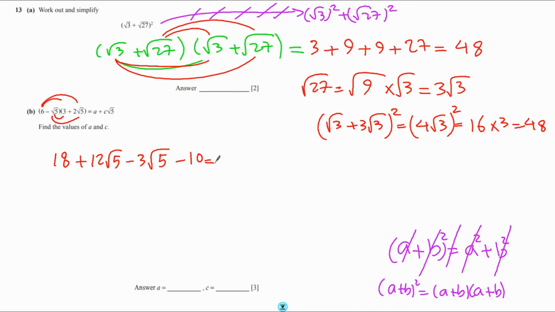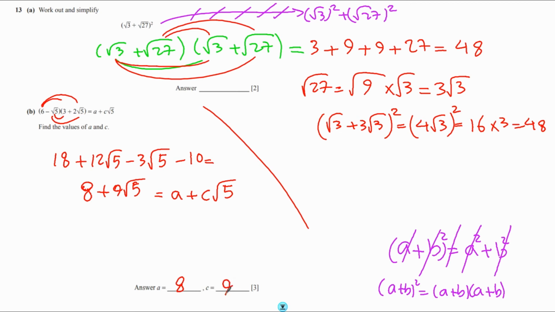So if we simplify this, 18 minus 10 is 8. And 12 square root of 5 minus 3 square root of 5 would be plus 9 square root of 5. So if we compare this to a plus c square root of 5, we will find that the value of a is 8 and the value of c is 9.